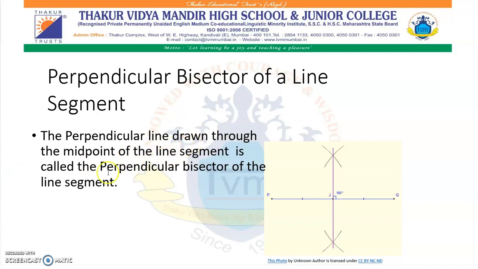Perpendicular bisector of a line segment. The perpendicular line drawn through the midpoint of the line segment is called the perpendicular bisector of the line segment. You can see in the given figure, a line is drawn through the midpoint of this line segment PQ. So this perpendicular line is the perpendicular bisector of the segment PQ.